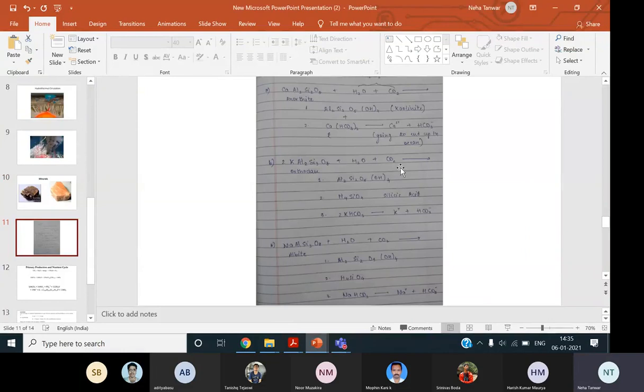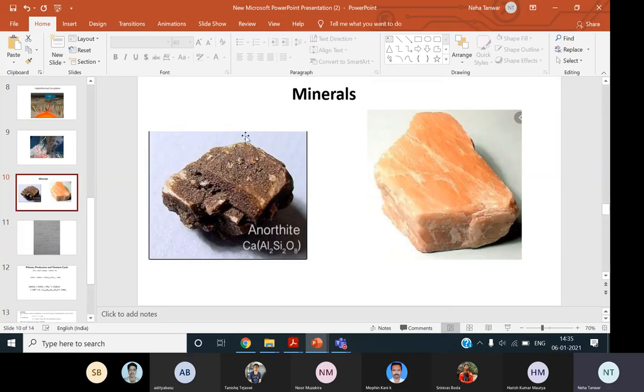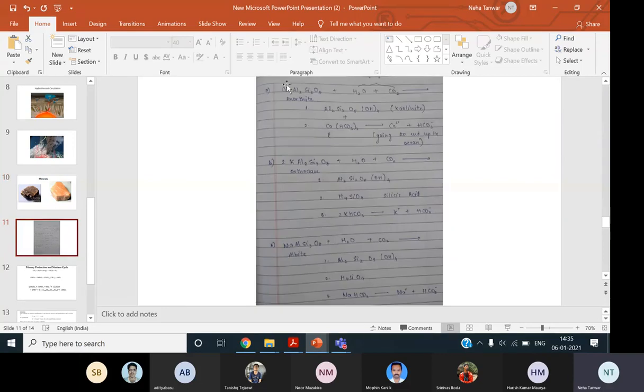For chemical weathering, we need a mild acid. So where does this acid come from? This is CO2 from the atmosphere. This is H2O, water, and this is anorthite. Anorthite looks something like this. H2O plus CO2 is going to combine and form carbonic acid.